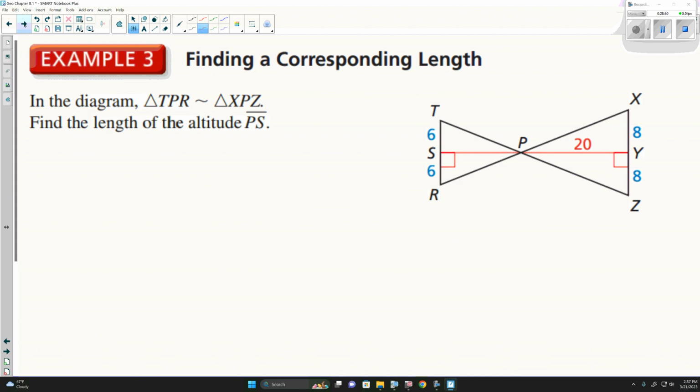Find the altitude, the length of the altitude. Now the altitude of a triangle is its height. So it's from one of the vertices to the other side that makes a right angle. So we want to find the altitude, the length of PS. Well, PS's length, what are we going to put it over? PS, its length, we can put it over 20, is equal to what over what?